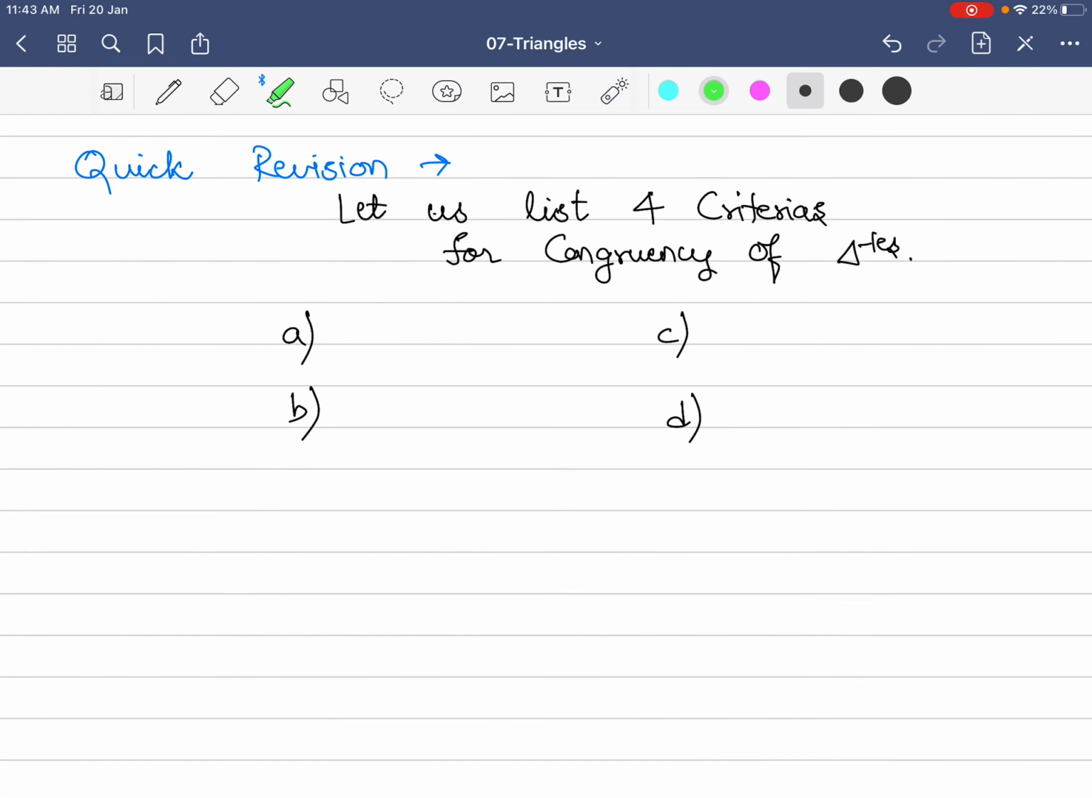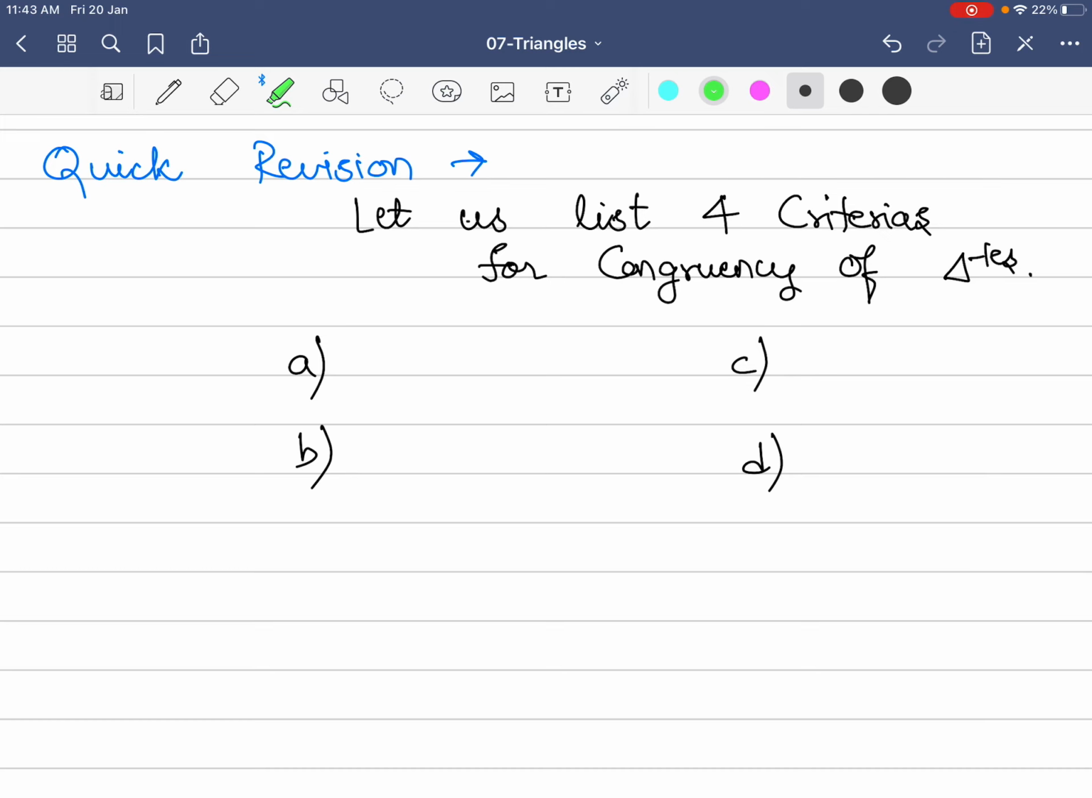We are going to do a quick revision here of what we saw in this video. So let us list the 4 criteria for congruency of triangles. I'm going to quickly note them down. The first one was SAS. The most important thing about this SAS rule is the order. It has to be side, angle, side. You cannot change the order. The second one we saw was AAS. In this, the order doesn't matter. Any 2 pairs of angles and 1 side.